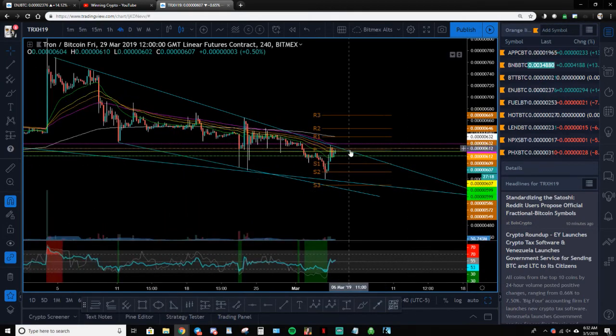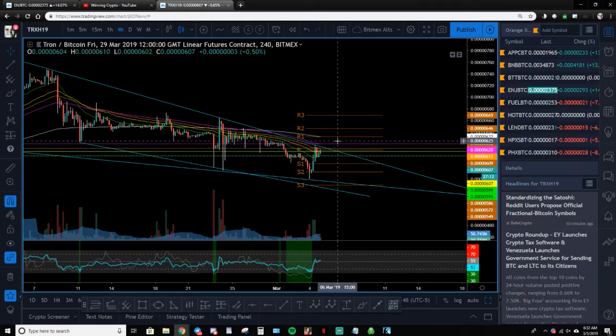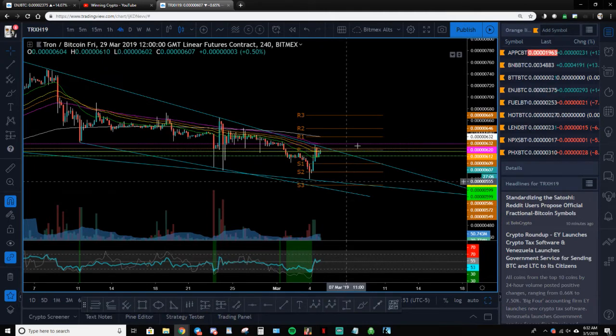What else can we look at? You know, we can reject right here. We can go back down. I don't know. This looks kind of like it could go either way. If Bitcoin dumps, then this can possibly dump, test again, and then break upwards.